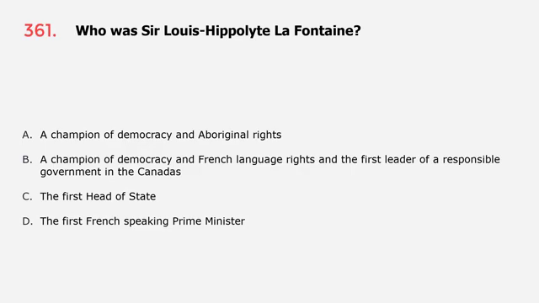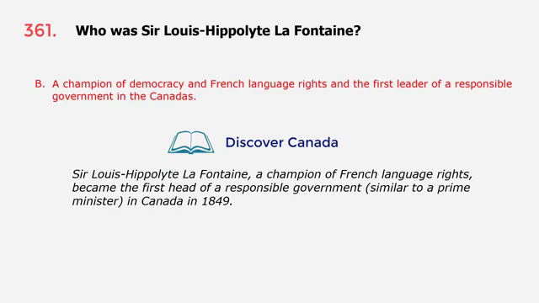Question 361. Who was Sir Louis Hippolyte Lafontaine? A. A champion of democracy and Aboriginal rights. B. A champion of democracy and French language rights and the first leader of a responsible government in the Canadas. C. The first head of state. D. The first French-speaking prime minister. The answer is B. A champion of democracy and French language rights and the first leader of a responsible government in the Canadas.